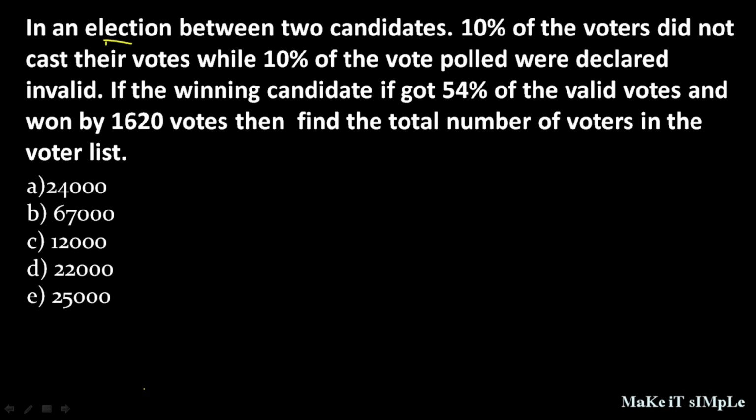In an election between two candidates, 10% of the voters did not cast their votes, while 10% of the votes polled were declared invalid. If the winning candidate got 54% of the valid votes and won by 1,620 votes, then find the total number of voters in the voter list.